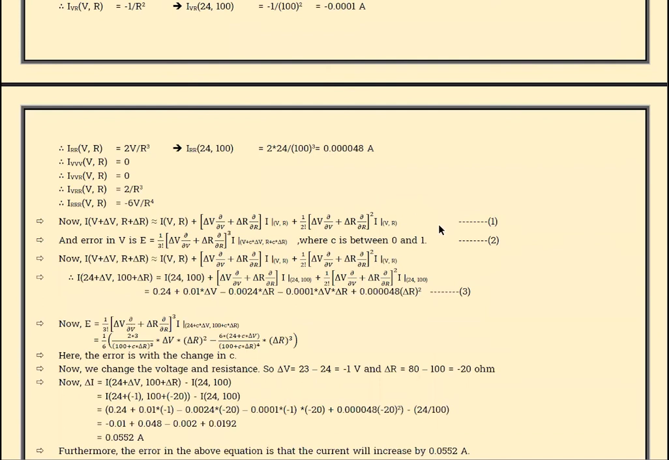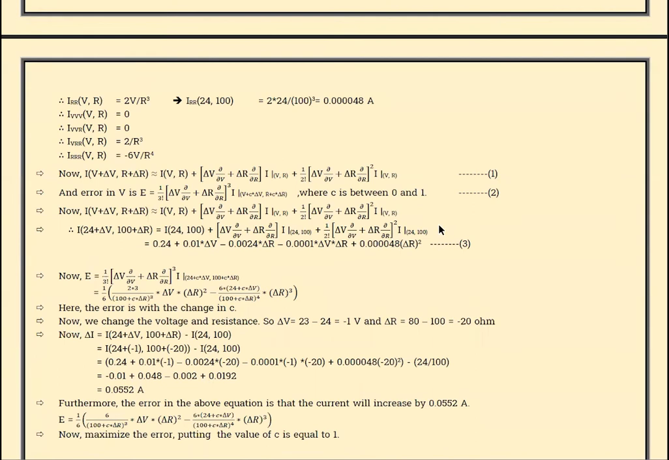Now I(24 + ΔV, 100 + ΔR) is equal to I(24, 100) plus the first partial derivatives of I at (24, 100), plus 1 upon 2 factorial times the second partial derivatives of I at (24, 100). So we will get 0.24 + 0.01 ΔV − 0.0024 ΔR − 0.0001 ΔV ΔR + 0.000048 ΔR².